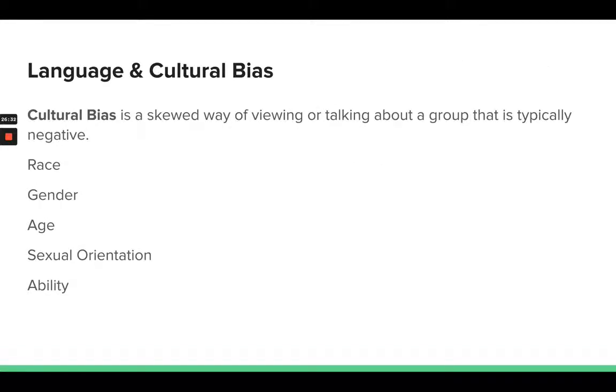Cultural bias is a skewed way of viewing or talking about a group that is typically negative, and we know that biases occur due to race, gender, age, sexual orientation, and ability. It's something that we have to be very careful of when we're giving presentations and we're talking to any audience, in any public setting whatsoever. We have to be aware of the cultural biases that sneak into our language.